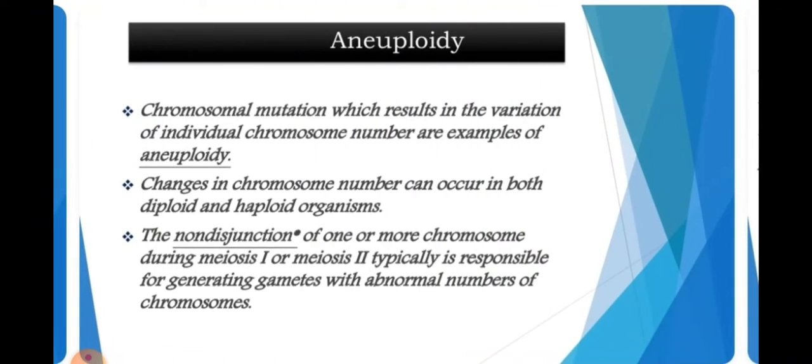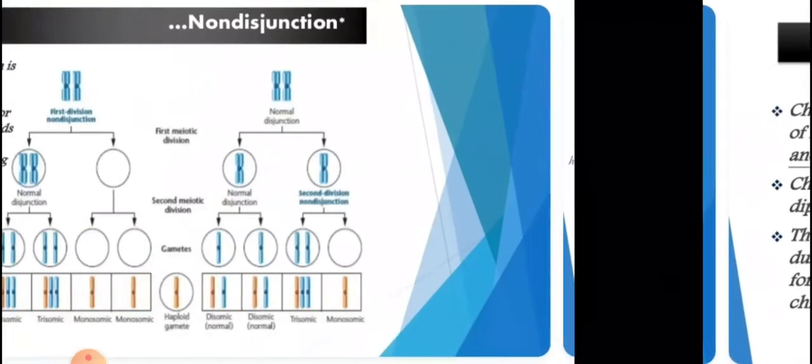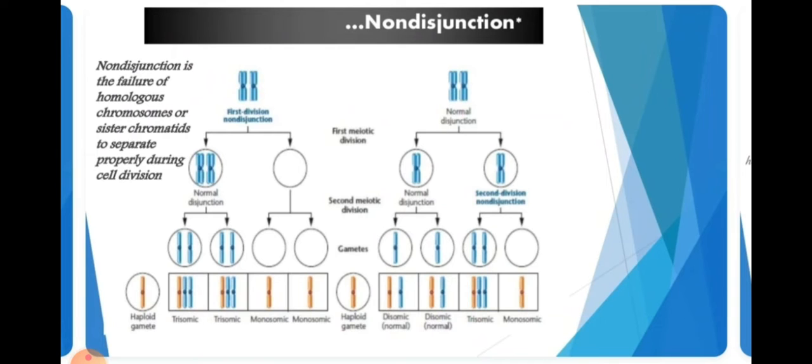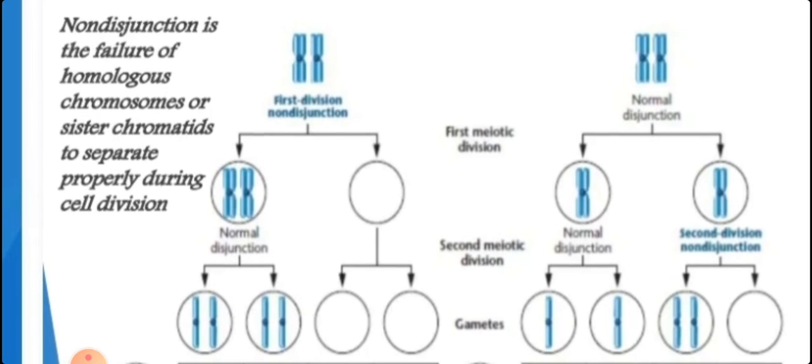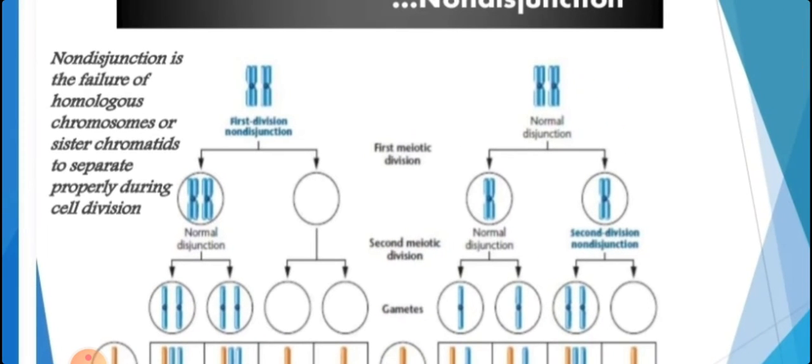First we will see aneuploidy. Chromosomal mutations which result in variation of individual chromosome number are examples of aneuploidy. Changes in chromosome number can occur in both diploid and haploid organisms. The non-disjunction of one or more chromosomes during meiosis 1 or meiosis 2 is typically responsible for generating gametes with an abnormal number of chromosomes. Non-disjunction is the failure of homologous chromosomes or sister chromatids to separate properly during cell division.